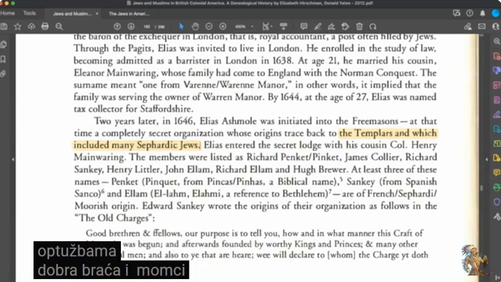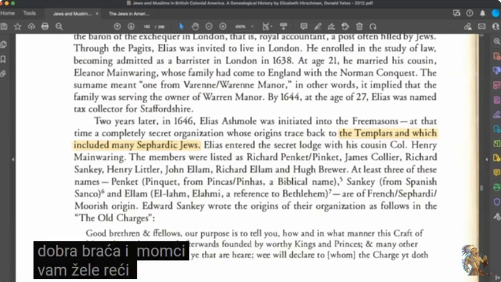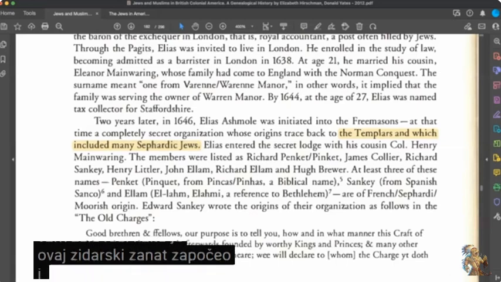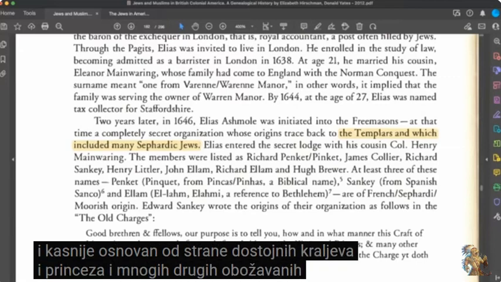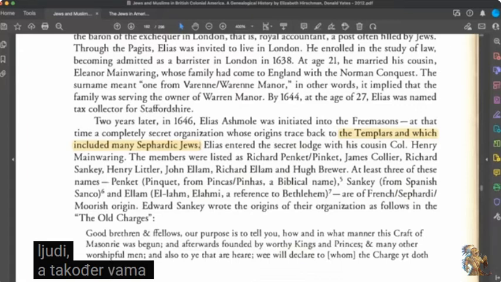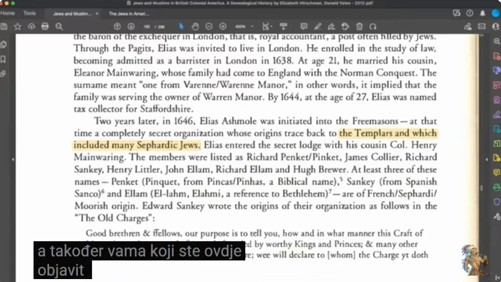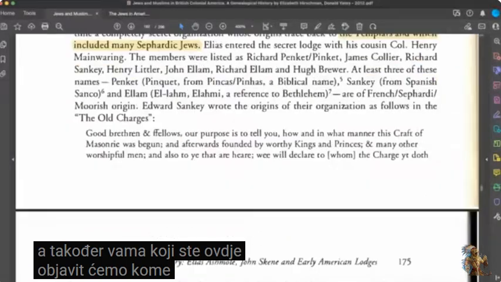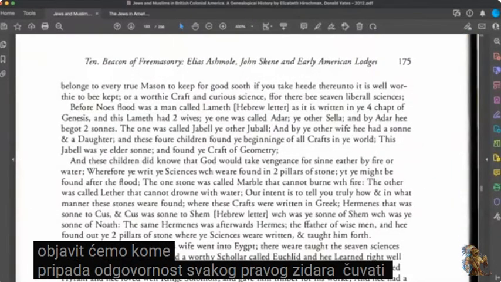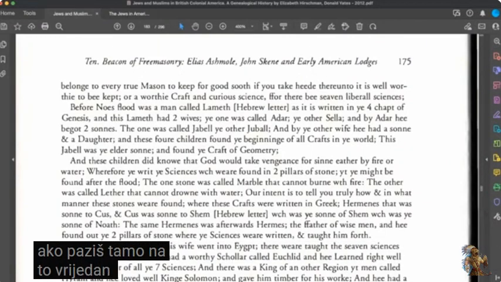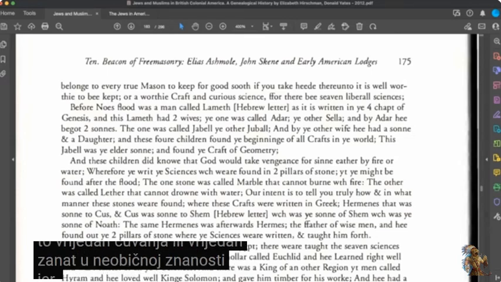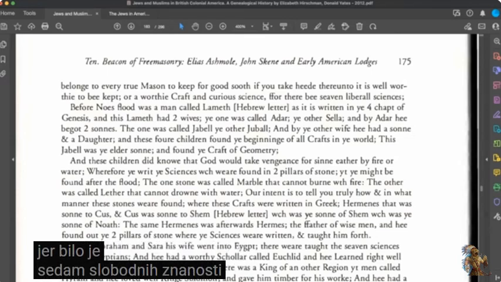Good brethren and fellows, our purpose is to tell you how and what manner this craft of masonry was begun, and afterwards founded by worthy kings and princes, and many other worshipful men, and also to ye that are here, we will declare to whom the charge yet doth belong to every true mason, to keep for good sooth. If you take heed thereunto, it is well worthy to be kept, a worthy craft and curious science. For there be seven liberal sciences.